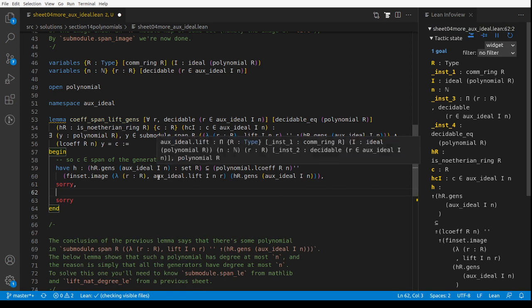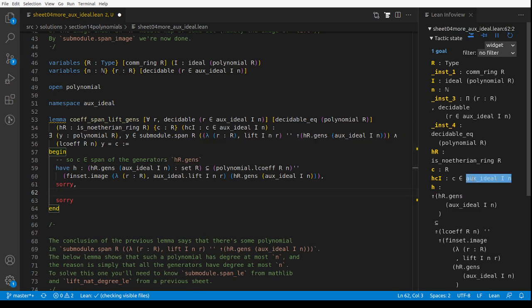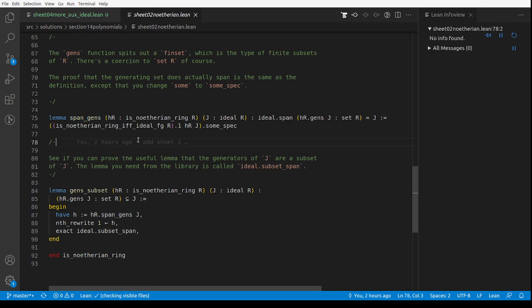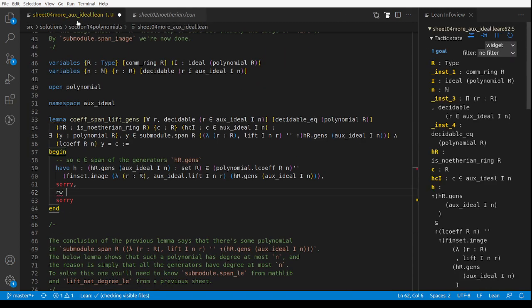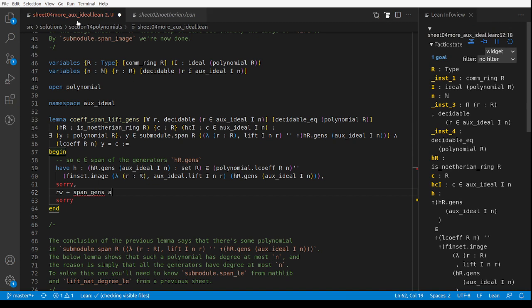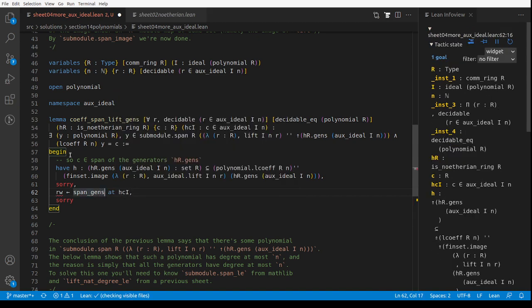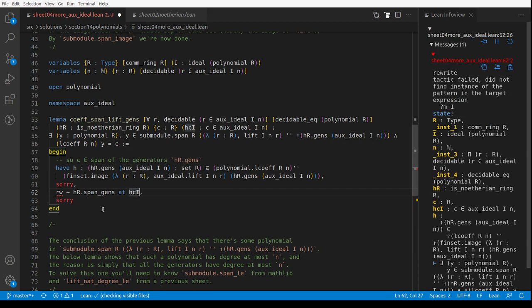How do we know that C is in the span of the generators? We have some lemma that says any ideal. This was back in sheet 2, I guess. There it is. The span of the generators of an ideal is the ideal. So we want to rewrite this this way. And HCI, and it doesn't know. No, it doesn't know what span gens are. This is Noetherian ring.spangens, so hr.spangens. Has that worked yet? That still needs some help.